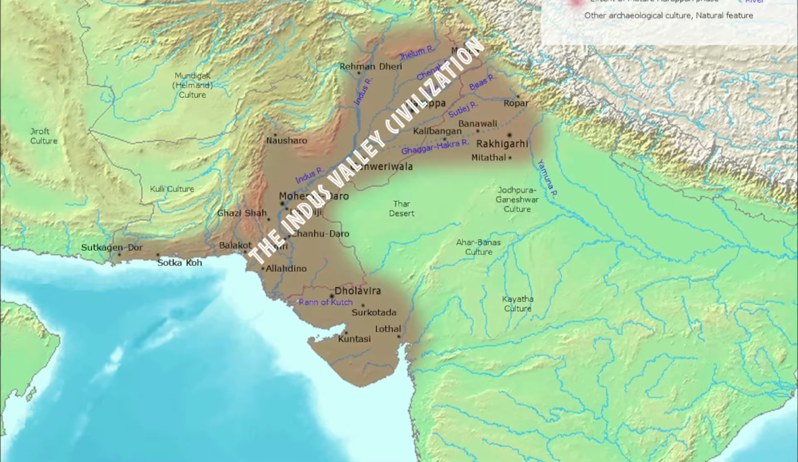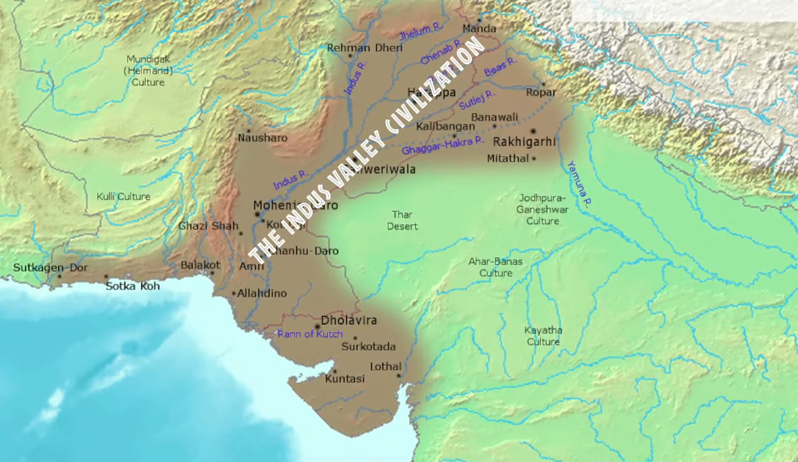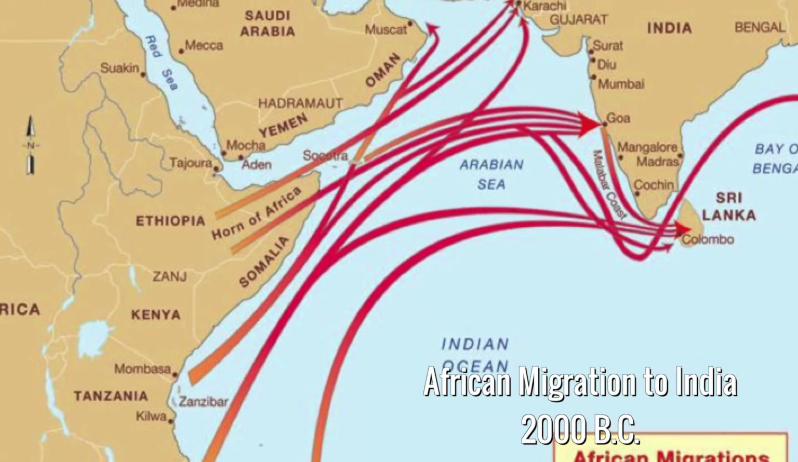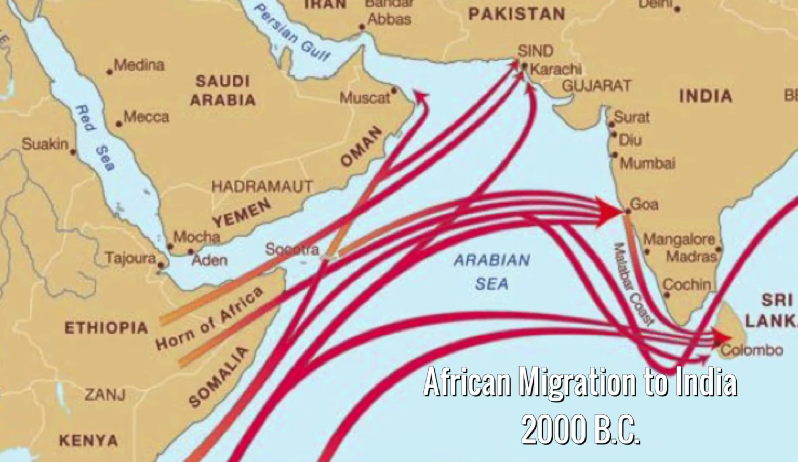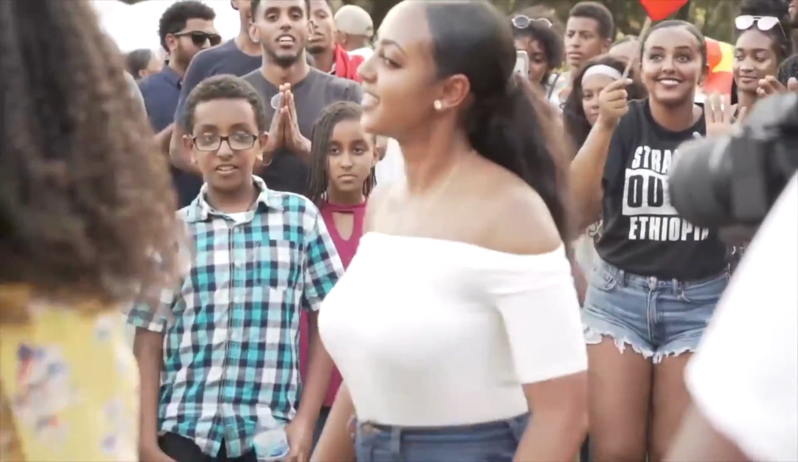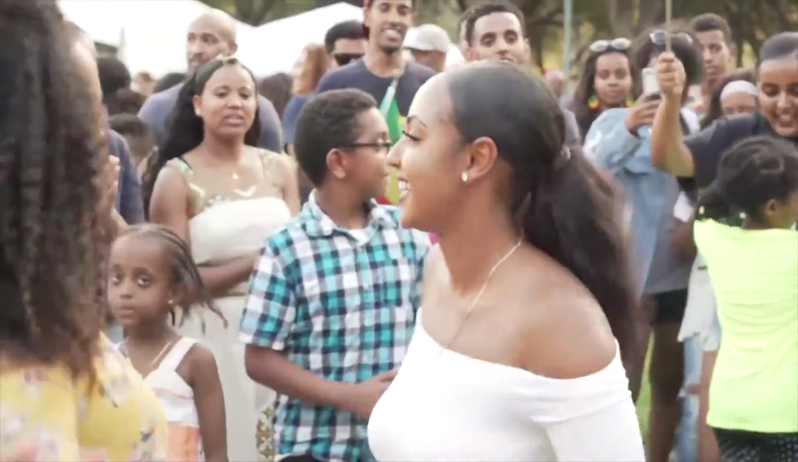Before India was India, the Indus Valley civilization was an advanced civilization of science and spirituality that encompassed what we now know as India and Sri Lanka. Sometime around 2000 BC, people from what we now know as Sudan and Ethiopia migrated to that area and settled there. Remember, most of the people of Ethiopia today look nothing like the Ethiopia of ancient times.